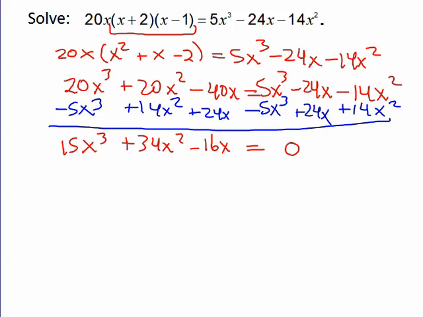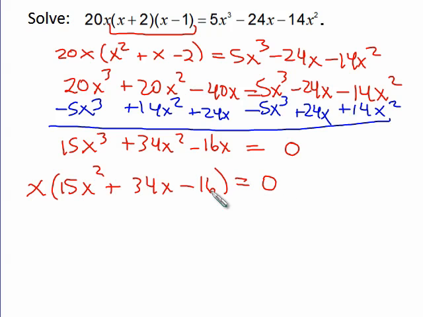So now I'm ready to factor because I have all of my terms on the left-hand side and 0 on the right-hand side. So the first thing I need to notice is they all have a greatest common factor of x. So I'll factor out my x, leaving me with 15x squared plus 34x minus 16 equals 0. Now I have a trinomial, so I'll go ahead and use trial and error here.